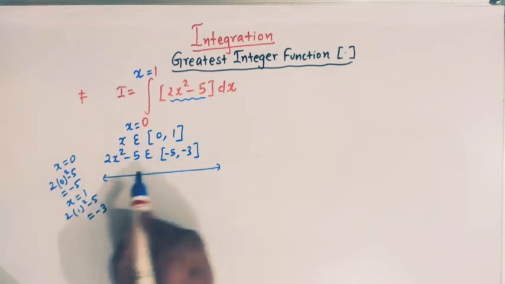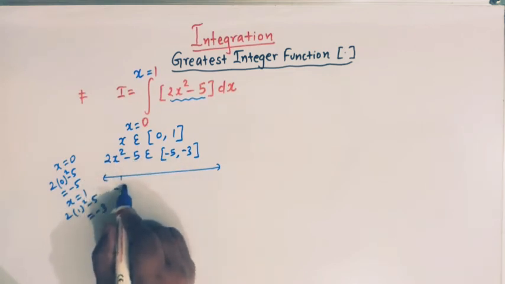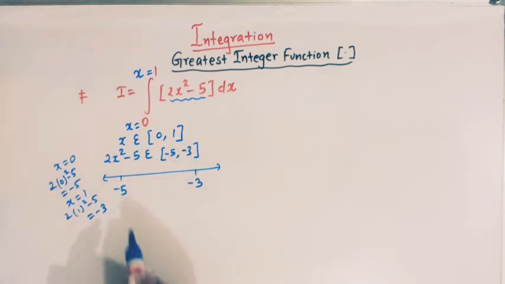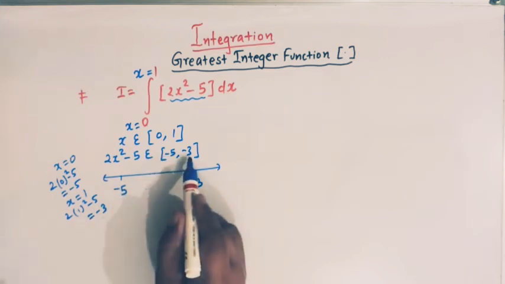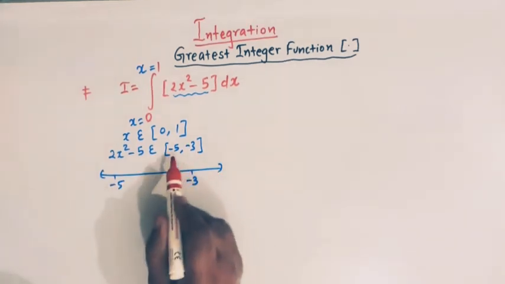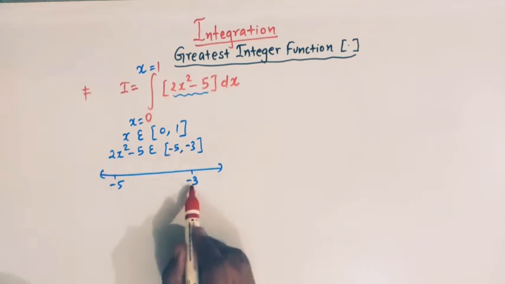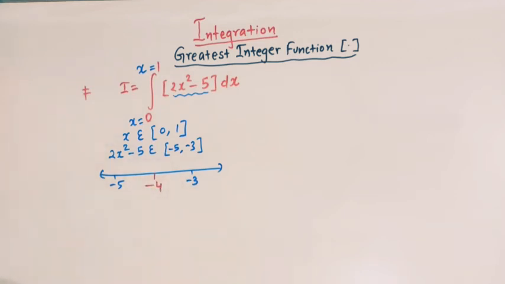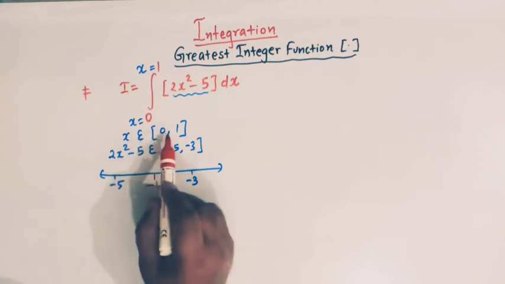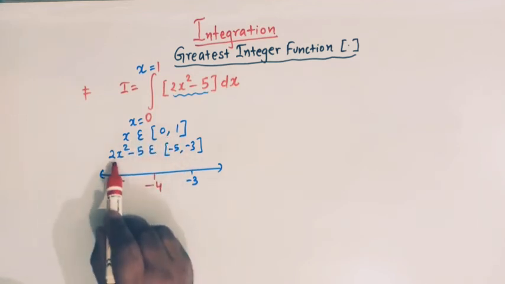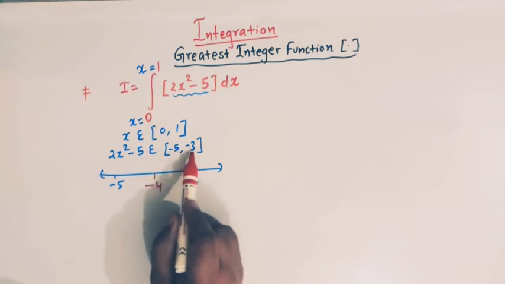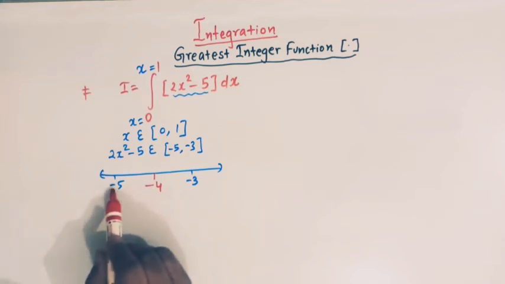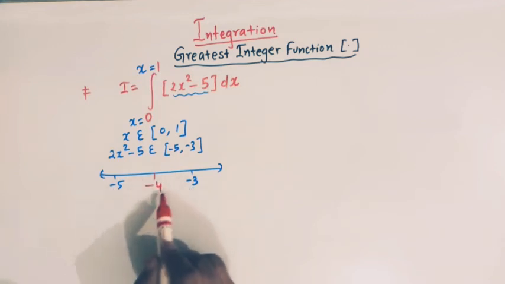Now let us represent this fact on the number line. We see that 2x square minus 5 belongs to minus 5 comma minus 3, and the only integer which lies between minus 5 and minus 3 is minus 4. So when x lies between 0 and 1, 2x square minus 5 lies in the interval minus 5 to minus 3, and the only integer between them is minus 4.